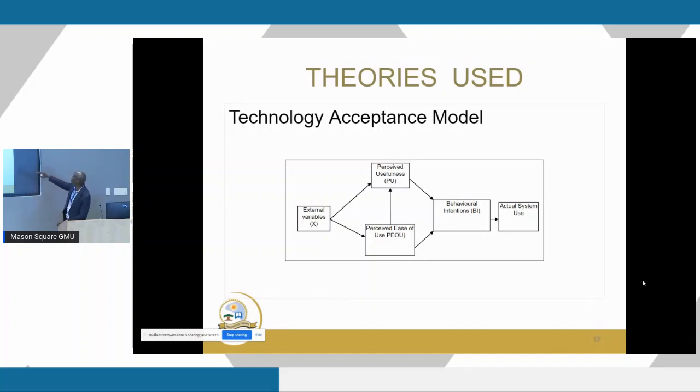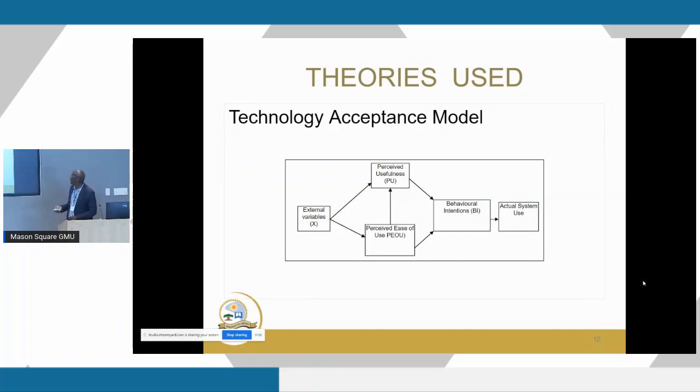And then we look at what we refer to as constructs, for example, perceived usefulness and perceived ease of use. We look at the interactions of all these constructs with the external variables, and ultimately it will lead us to actual use or not use of the system. So this is one theory that we have used.